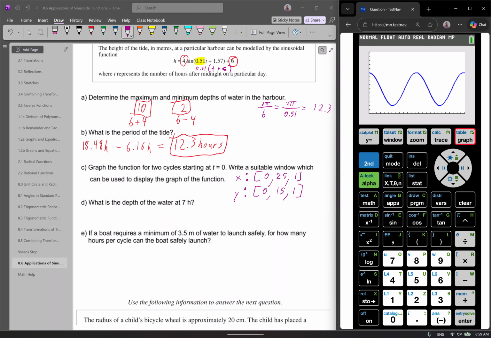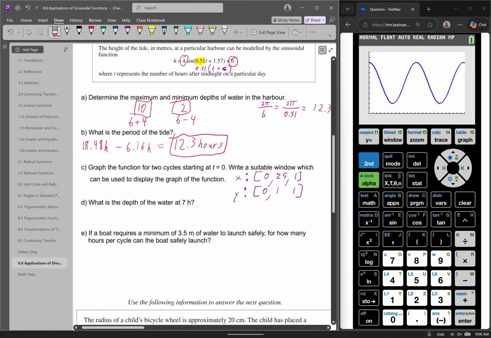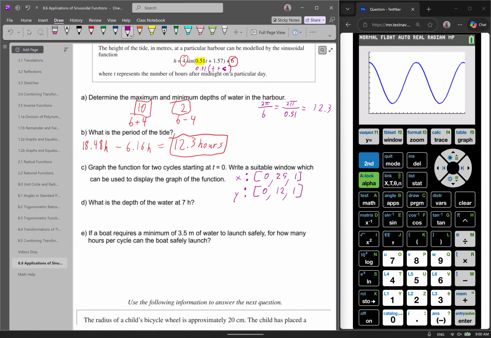Well, since we know the minimum and maximum, actually we're going to change our maximum to just 12. It doesn't really matter, but then it shows it just a little bit more clearly. So we'll go with 12. Okay, let's keep going. Part D, find the depth of the water at 7 hours.